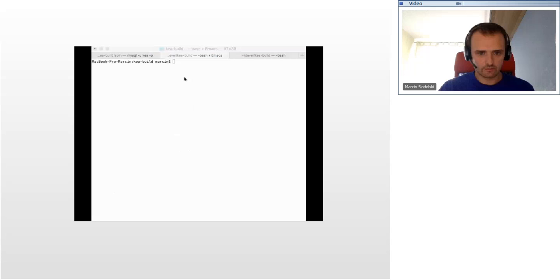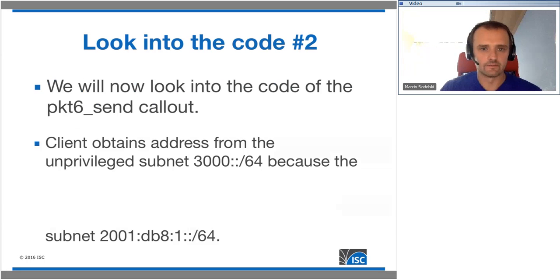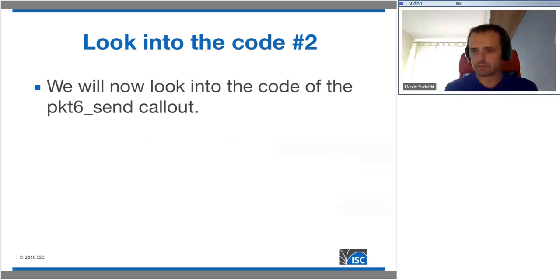Okay. So now getting back to the presentation, we're going to have another look into the code because there's one more callout implemented in the user check library, which is called pkt6_send. And the pkt6_send is basically invoked by the server prior to sending back the response to the client, or shortly before sending it back to the client.